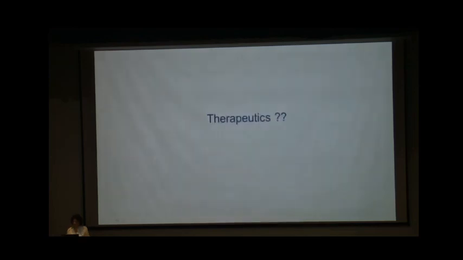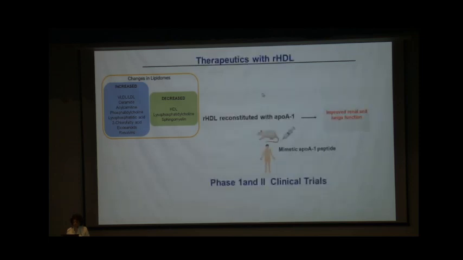What are the therapeutics? Only three slides further, because I didn't find many for sepsis therapy. As you have seen, there was a change in the lipidome, decreased HDL. People have used HDL, a mice study, and even mimetic ApoA1. It improved renal and lung function in phase 1 and phase 2 clinical trials.